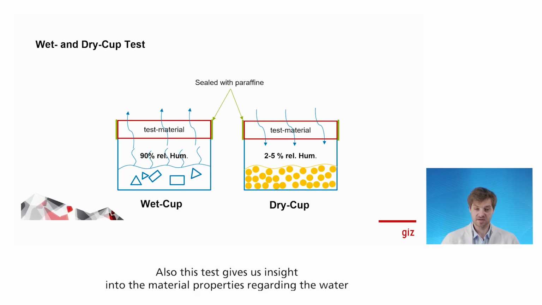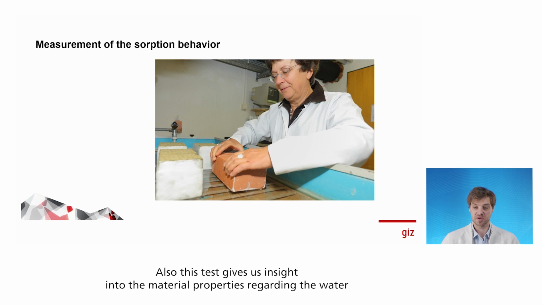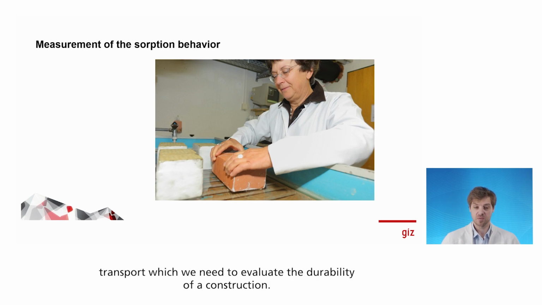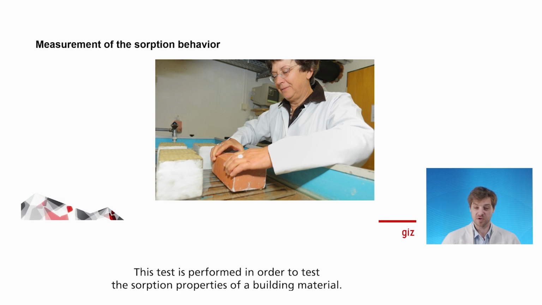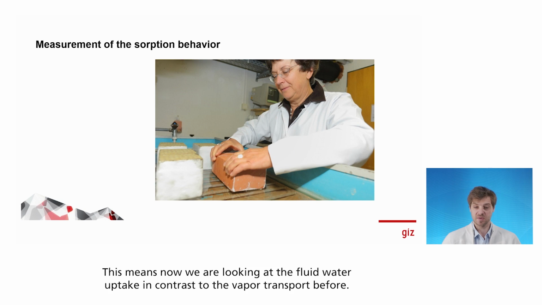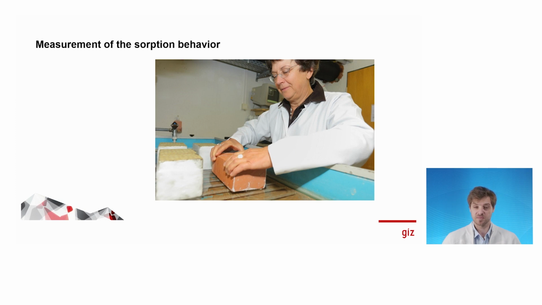Also, this test gives us insight into the material properties regarding the water transport, which we need to evaluate the durability of a construction. As in the dry and wet cup test before, this test is performed in order to test the sorption properties of a building material. This means now we are looking at the fluid water uptake in contrast to the vapor transport before. Both play a major role in the calculation of the water content of building components in the construction.